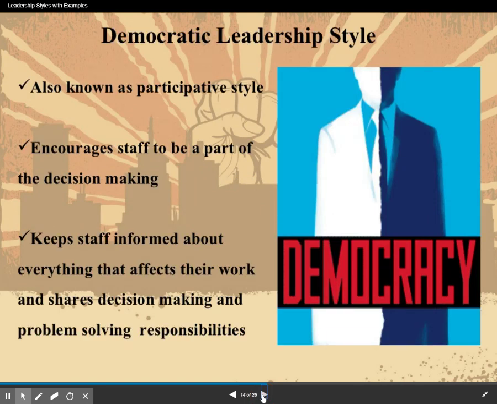Democratic leadership style, also known as participative style or participative leaders, encourages everyone to give their opinion and help make decisions. Staff is informed of cause and effect. So if staff feel like they need a raise, they're informed, okay, we can give you a $1 an hour raise, but we're not going to be able to hire another staff member to help pick up time. So we're going to have to increase your output during your normal work day. That helps with decision making and problem solving like that.